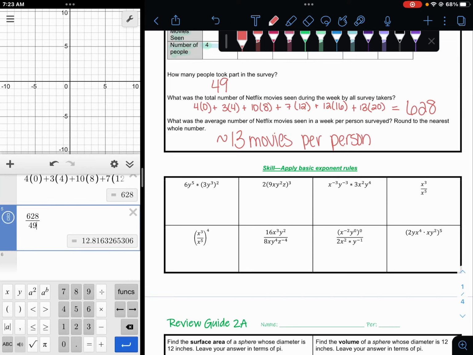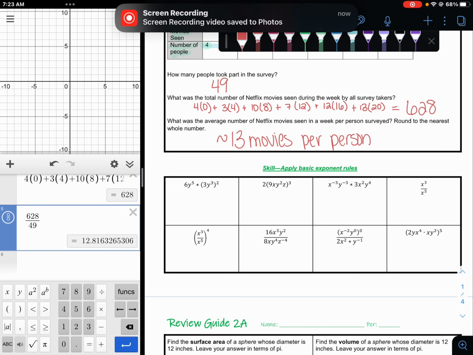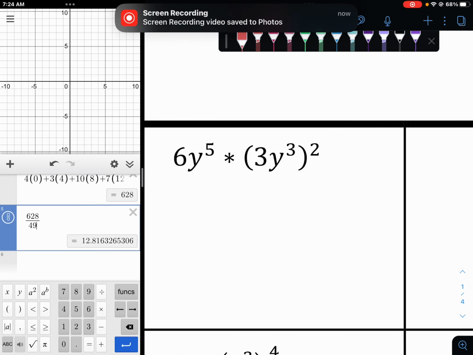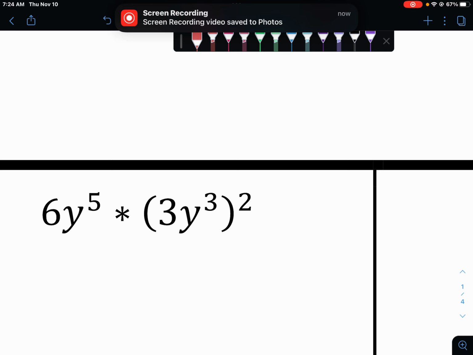All right, second skill, apply basic exponent rules. I'm going to go through a couple of these, not all of them. There's quite a few, so we're just going to do a couple together. So this first one, I don't think I need my calculator anymore.